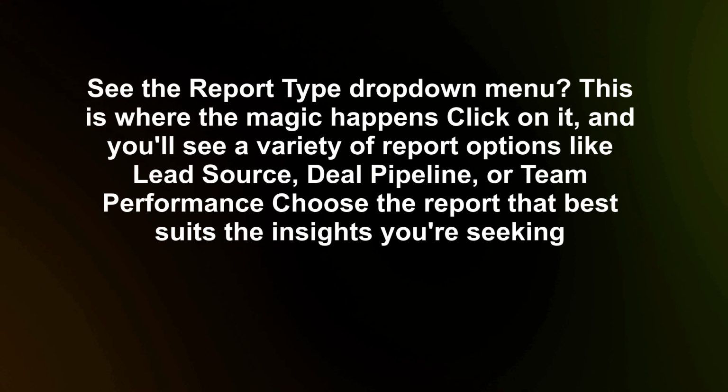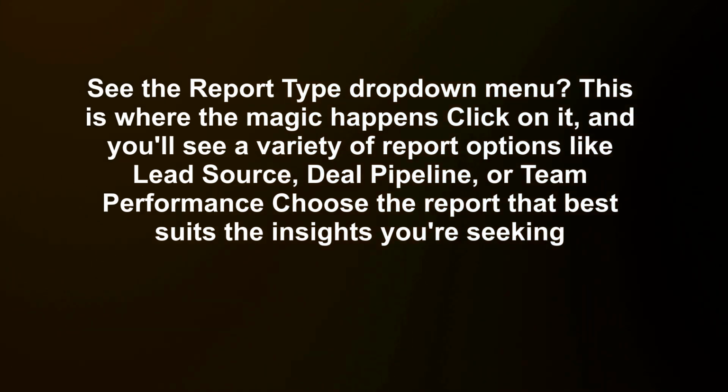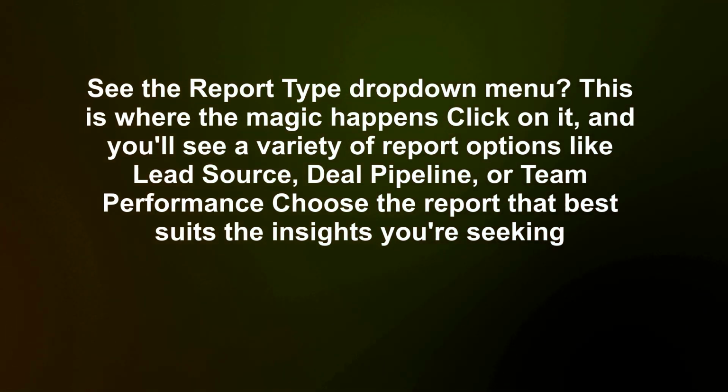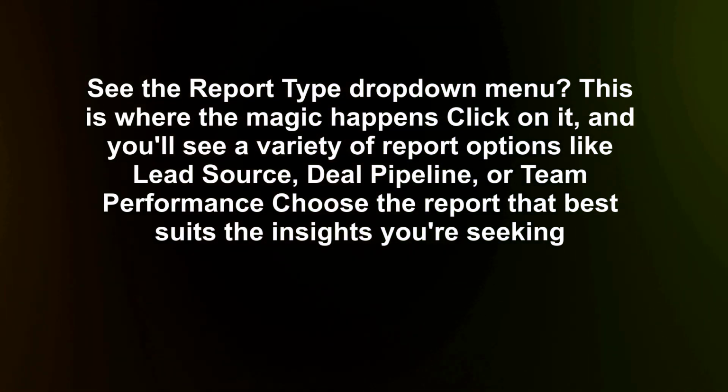See the Report Type drop-down menu. This is where the magic happens. Click on it, and you'll see a variety of report options like lead source, deal pipeline, or team performance. Choose the report that best suits the insights you're seeking.